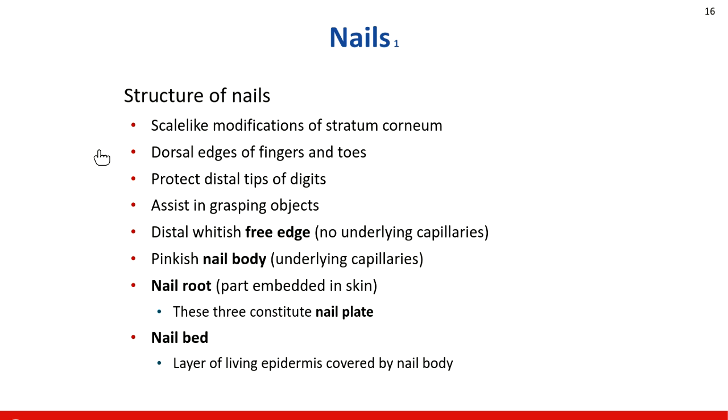Okay, so what are nails? And this is every chapter, every system that we talk about. There's always some really interesting, really cool facts that I like to point out. And one of my favorite facts for this chapter is that nails are a modification of your stratum corneum. So your nails are a special modification part of the external layer of your skin, which is kind of cool. Where do we find nails? On the tips of our fingers and the tips of our toes. Those are the dorsal surfaces.